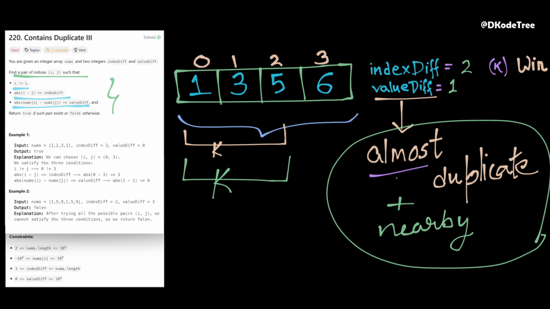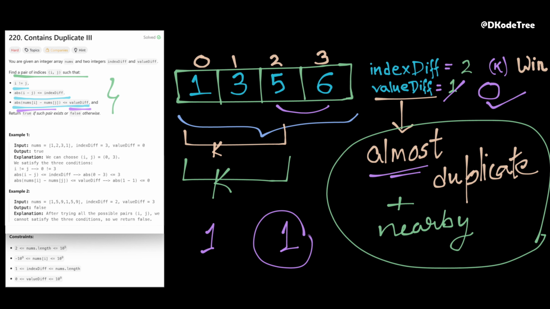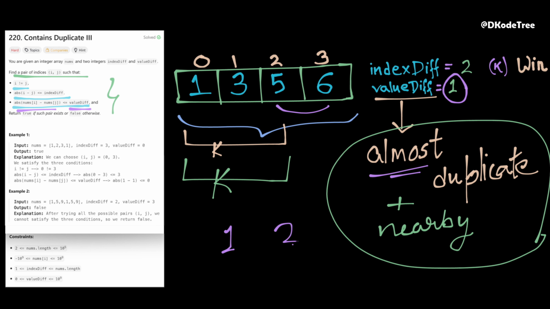So what does almost mean here? In this problem, two values are considered duplicates if the absolute difference between them is at most value diff. For example, if we have a value diff of 0, then this problem becomes the same as Contains Duplicate 2. That is, in this case, element 1 will be a duplicate of another element 1 if both are at most k indices apart. But if the value diff is 1, then the elements 1 and 2 can also be considered almost duplicates of each other because they have a difference of 1. However, we need a general solution that works for any given value diff as per the constraints.